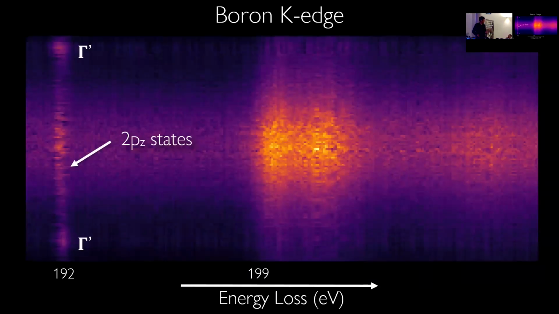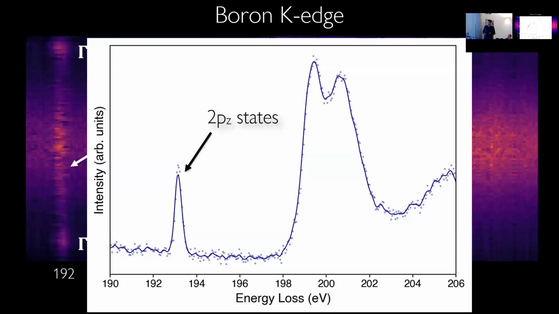So here is the boron K-edge acquired with this high momentum resolution. This spectrum took about 40 minutes of acquisition. You have the Bragg spot, another Bragg spot. This is energy, right? And then these are the two PCS states. And then what I can do is integrate along the momentum resolution, and I get a spectrum like this.